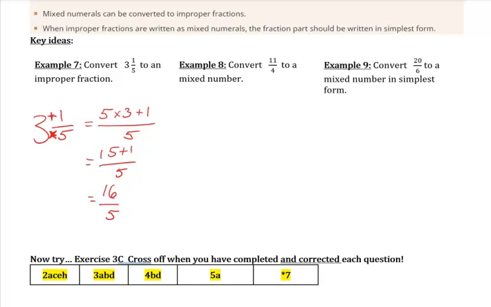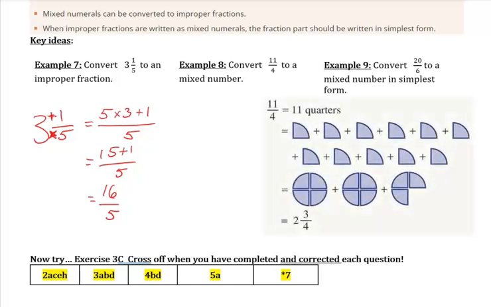If we're going to do 11 over 4, so we've got 11 fourths, we could think about it as, what can I break 11 fourths into that I can divide by 4? All right. So 11 fourths is really 8 plus 3 fourths, and 8 over 4 is 2, so 2 and 3/4. That's another way to think about it.